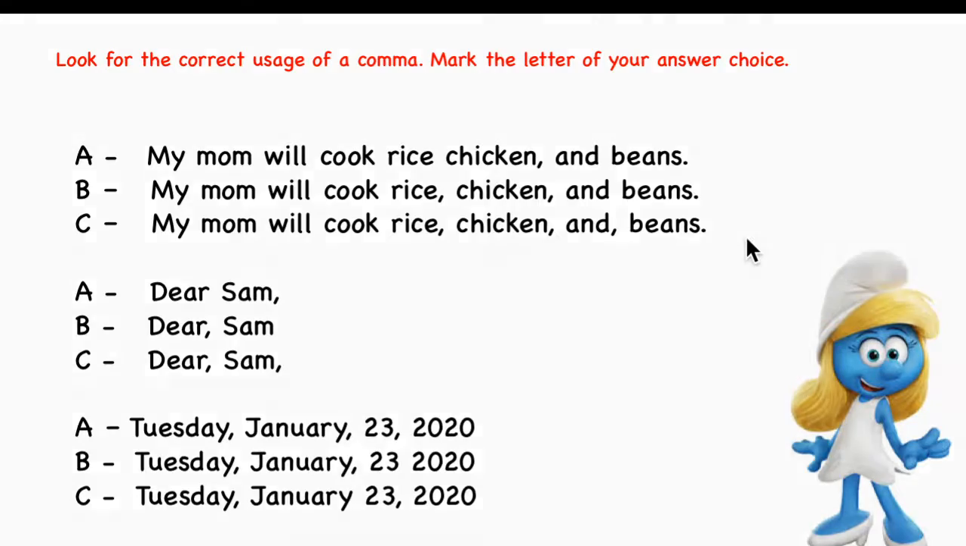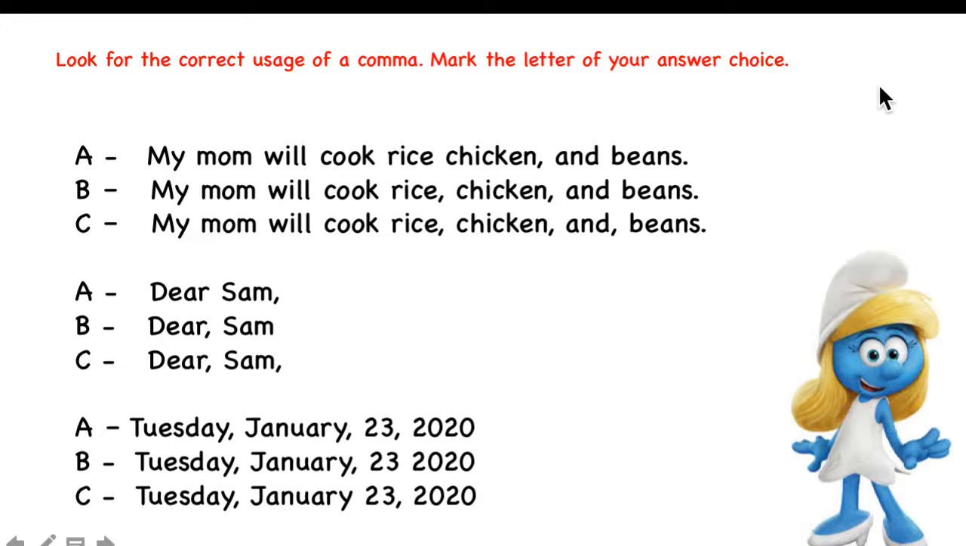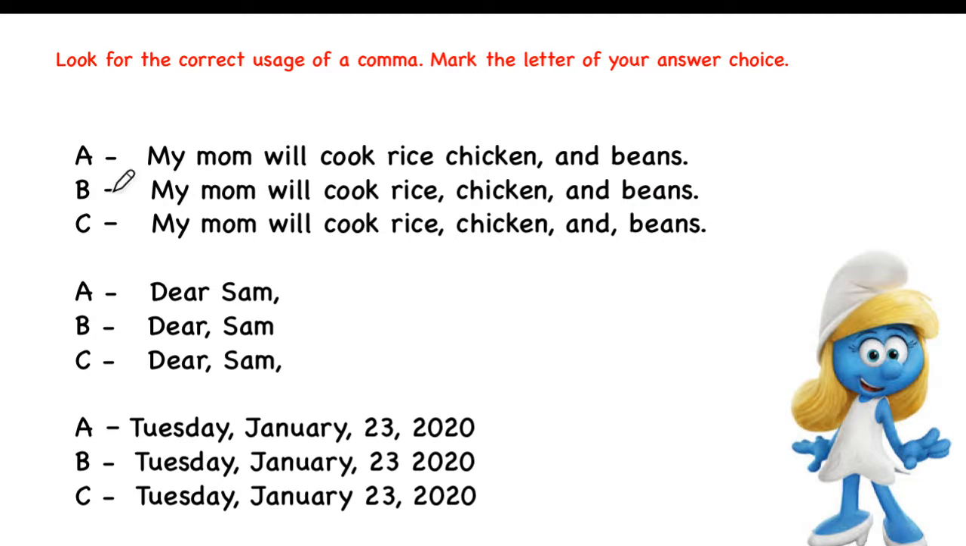Did you find it? Oops, I have to mark it then. Did you find it? That one, B. Very good, because my mom cooked rice, comma, chicken, comma, and beans. We don't put the comma here, and here the comma is missing, because my mom didn't cook rice chicken. She cooked rice and chicken.